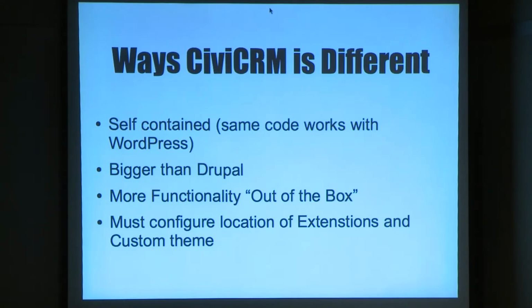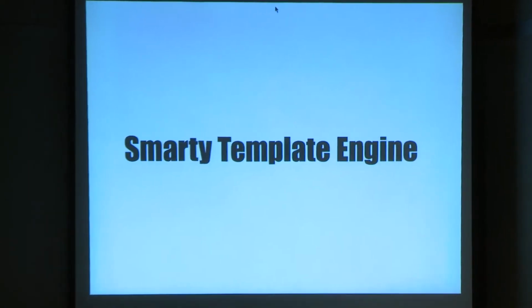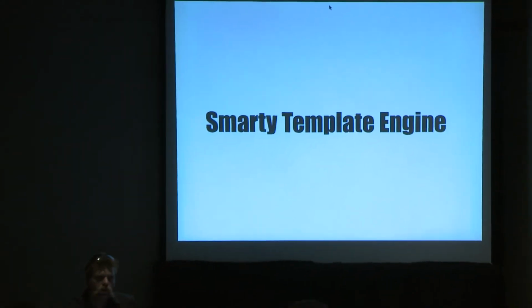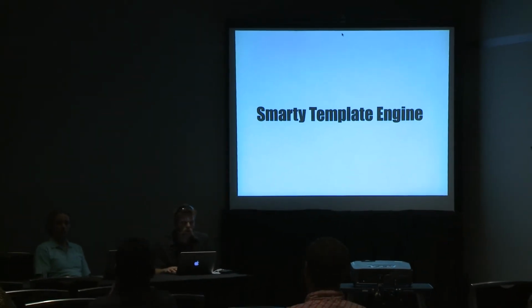And you have to configure where you want, great, I have a typo in there, where you want your extensions and custom themes. In Drupal by default, you have sites all modules, and then you have your default, and you can do overrides in either one of those. In CiviCRM, you actually have to configure where you want that. But probably the biggest difference for designers, and the reason why I think a lot of people are looking to solutions like Red Hen or a Drupal native solution, is because of the Smarty template engine.